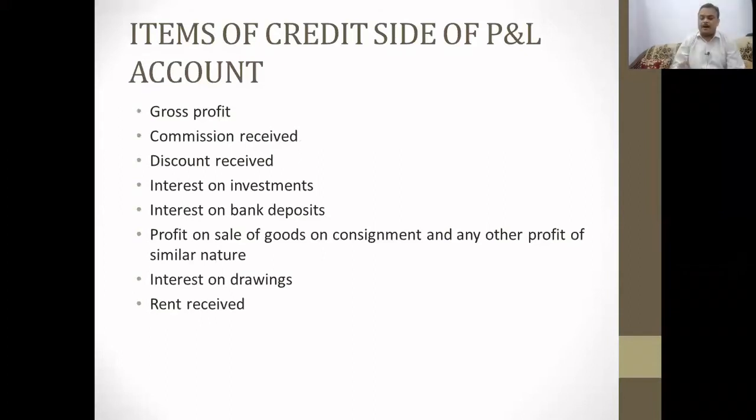If the owner pays any interest on that particular drawing to the business, this is called interest on drawing. It is treated as a profit, as an income, and shows in the credit side of the profit and loss account. And rent received. So these are some items which show in the credit side of the profit and loss account.